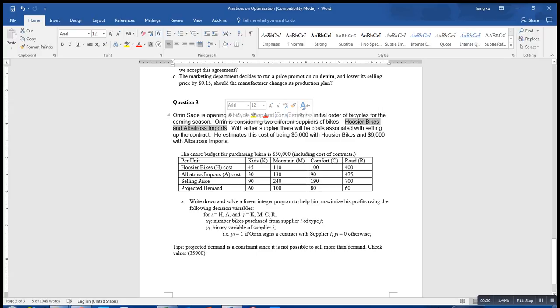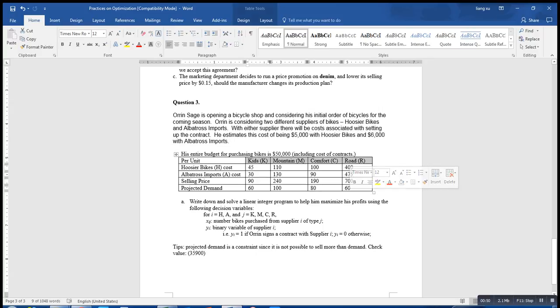In order to buy from them, you have to set up a contract, and there is a fixed cost to set up the contract. The fixed cost is given here. And there's also a variable cost for purchasing the bicycles from different suppliers. You want to purchase four types of bikes: kids, mountain, comfortable, and road. And here's the purchasing cost for buying these types of products from the two suppliers.